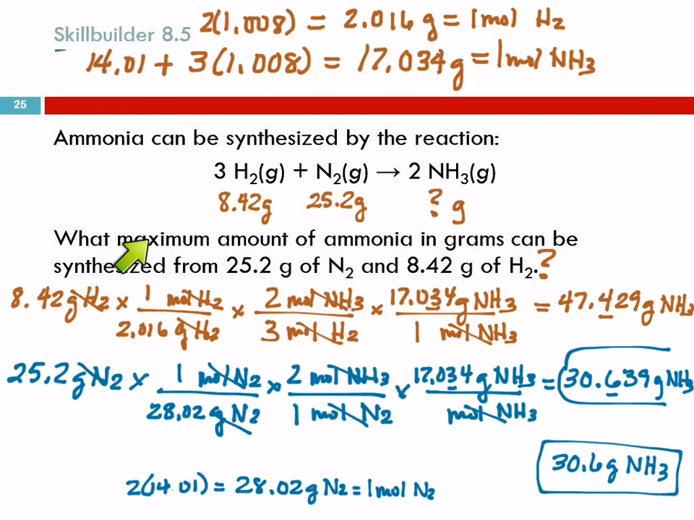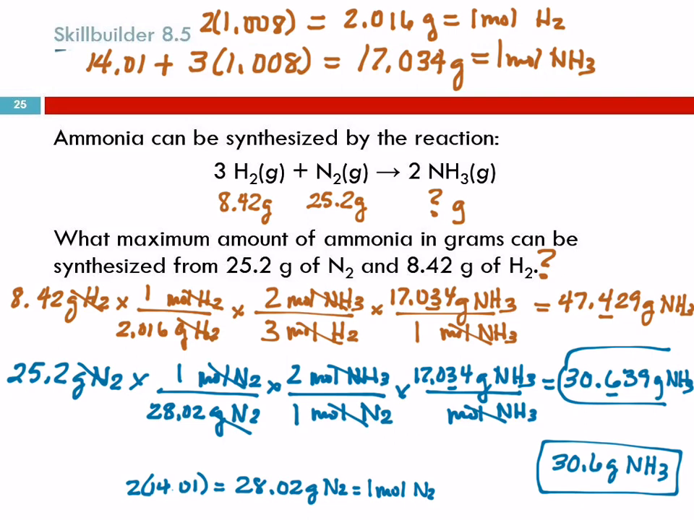Do not be thrown off by this word maximum and think, oh, I need to choose the larger number. That number is larger. But you can't make that much ammonia if this is all the nitrogen you have, because you're going to run out. If you're making cars and you run out of wheels, can you keep making cars? No. It's not a car if it doesn't have wheels. You have to have all the pieces.